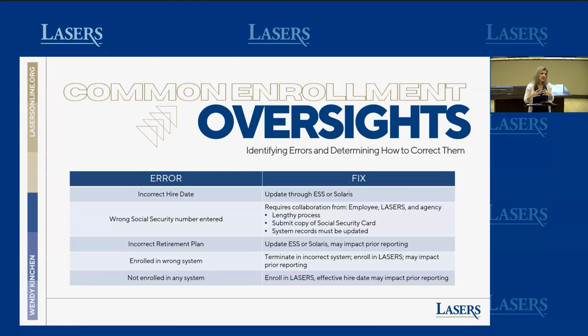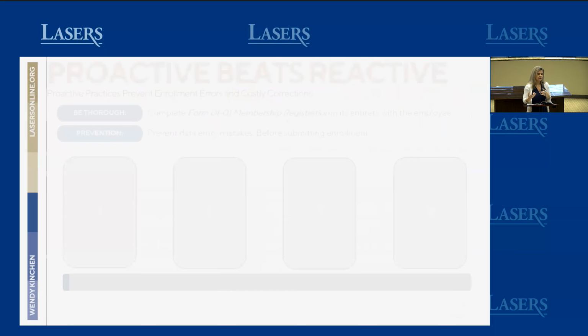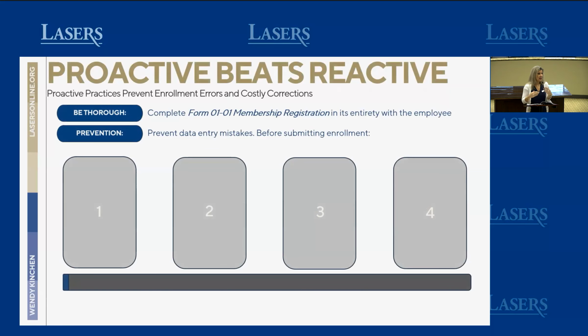Maybe you've enrolled them into the wrong retirement plan. Maybe you enrolled them into the wrong system. Maybe you didn't enroll them at all, right? Those are all small little errors that we make, but for most of them, they can be easily corrected. One thing is just be proactive instead of reactive. You don't want to have to go back and correct it later. You want to correct it in the beginning. Just be as thorough as you can.